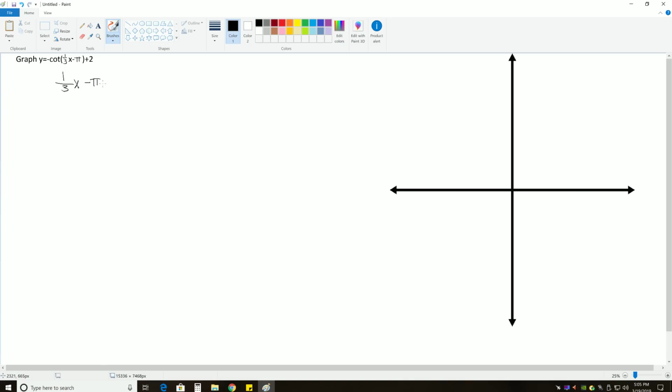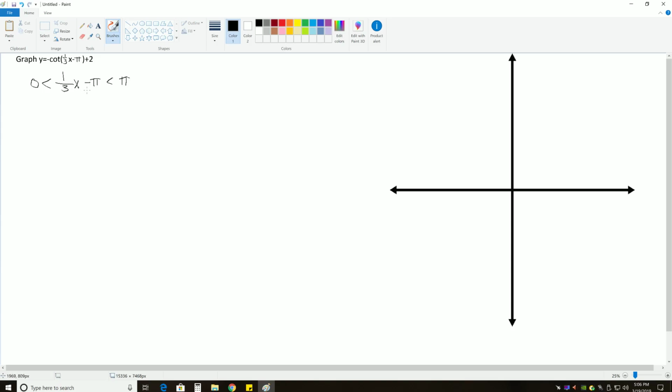and we're going to set it between one period of cotangent. And one period of cotangent is from 0 to pi. So remember, one period of tangent lies between negative pi over 2 and pi over 2. One period of cotangent lies between 0 and pi. Now we just want to solve for x.